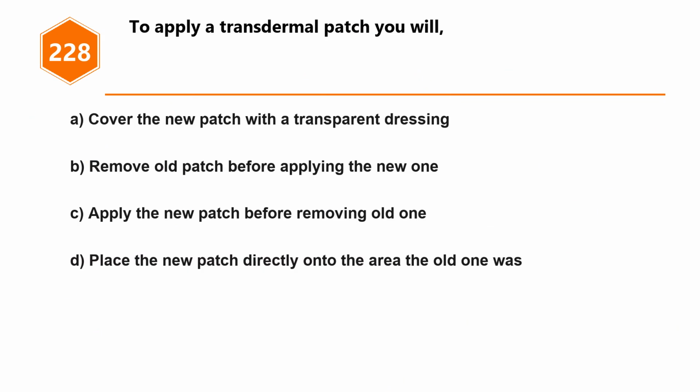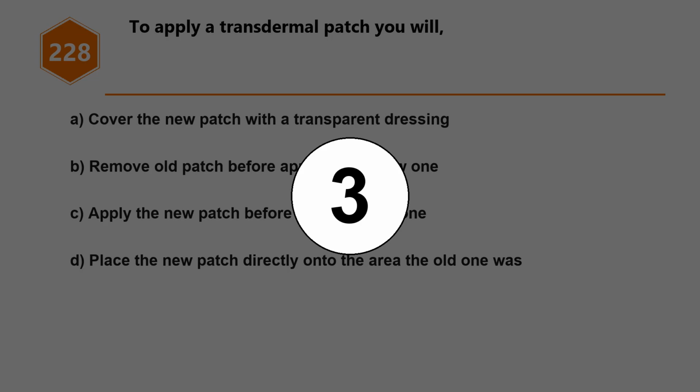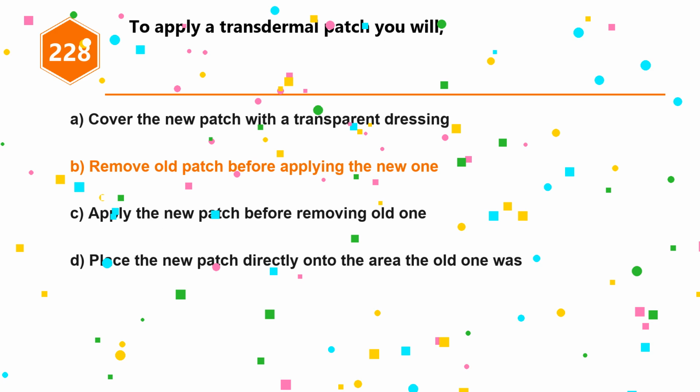Question 228. To apply a transdermal patch you will: Option A, cover the new patch with a transparent dressing. Option B, remove old patch before applying the new one. Option C, apply the new patch before removing old one. Option D, place the new patch directly onto the area the old one was. The correct answer is option B, remove old patch before applying the new one.